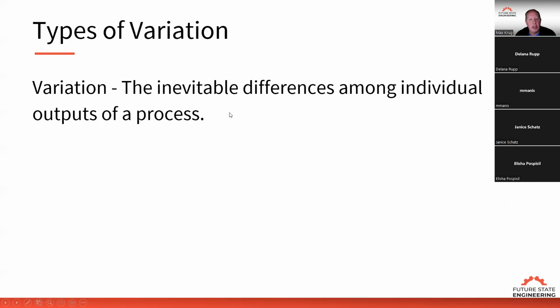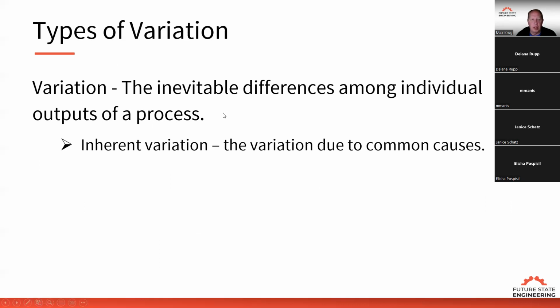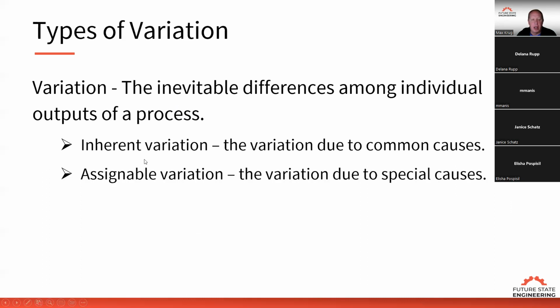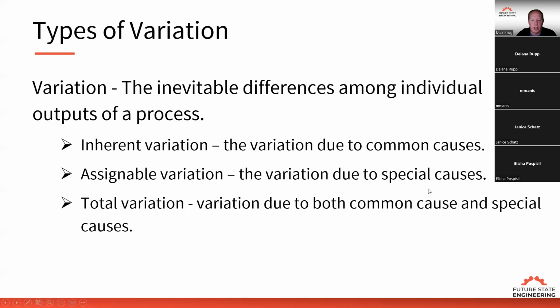So the variation is basically the differences between the individual outputs of a process. So it doesn't matter what the process is. It could be engineering, it could be purchasing, it could be a manufacturing process, it could be sales. Every process, right, has outcomes, and if the outcomes are different, then there's variation. And the inherent variation is common cause, assignable cause, and the total variation is the sum of the common cause and special cause.